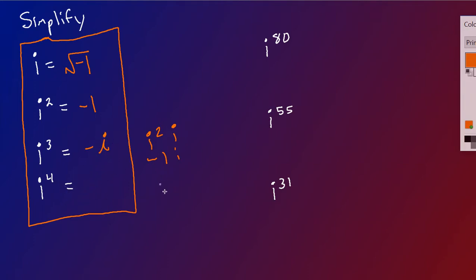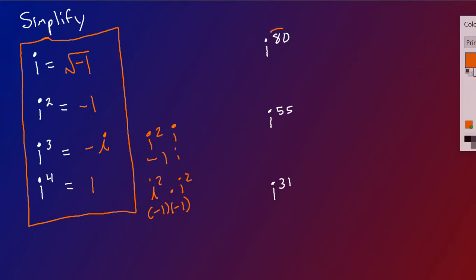And right here, i to the fourth. Well, I can rewrite that, i to the fourth, as i squared times i squared. And what's i squared? Negative 1 times negative 1. So what's negative 1 times negative 1? 1. So i to the fourth is 1. So sometimes we might have these higher powers of i, and we don't need this higher power of i. We can write it as something lower.